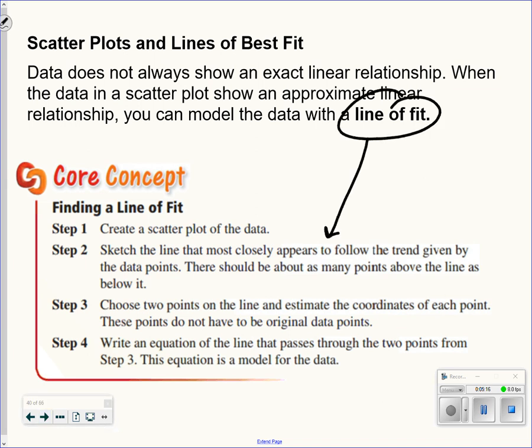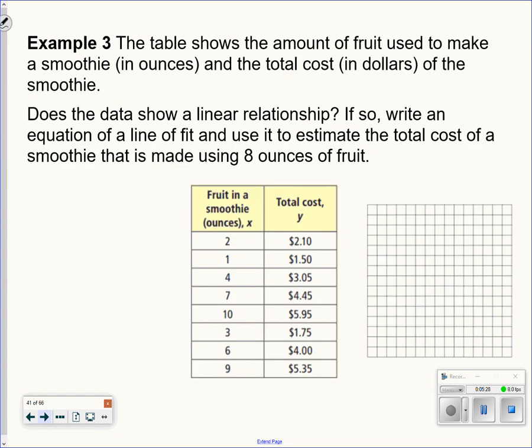So you're going to draw in a line. Choose 2 points that end up on that line. Estimate those 2 coordinates. Then write an equation using the 2 points. The table shows the amount of fruit used to make a smoothie in ounces and total cost.